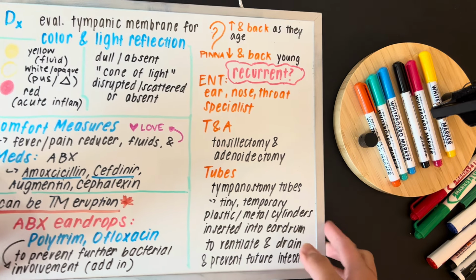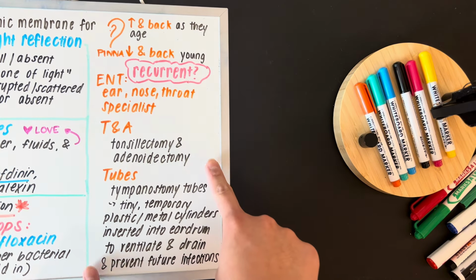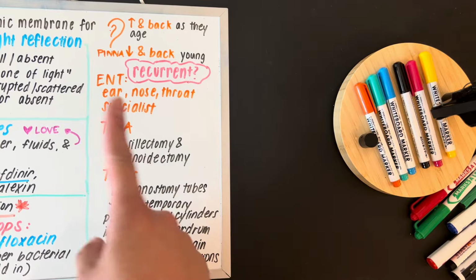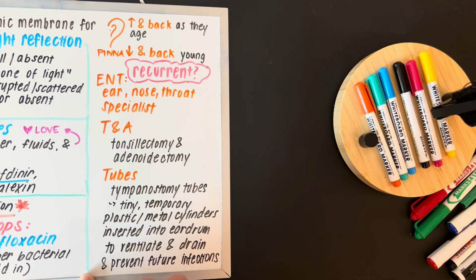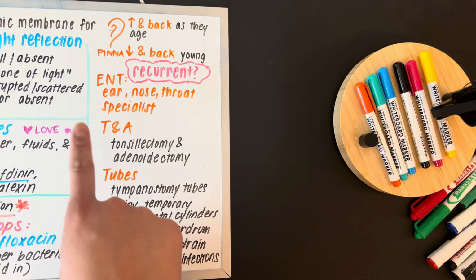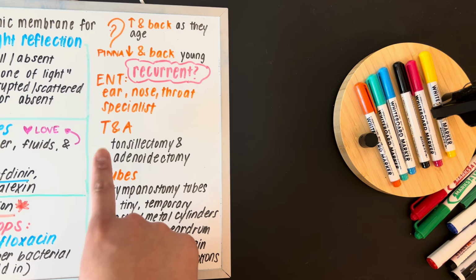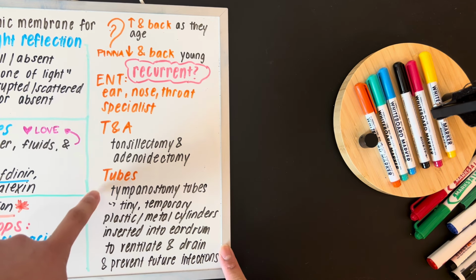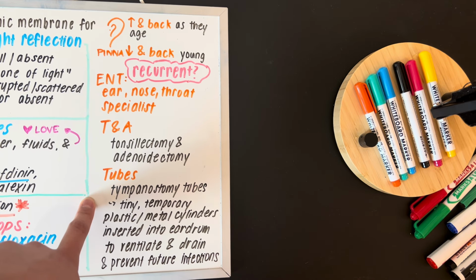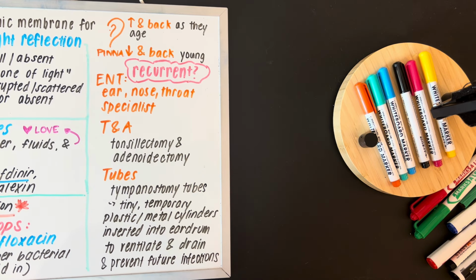And I couldn't really understand the last part of her otitis media slide where she talked about the ENT and the T and A, but all I could find online was T and A. So if they have a recurrent otitis media infection, they can consult an ear, nose, or throat specialist and possibly get a T and A, so a tonsillectomy and adenoidectomy. And for the tubes, it said the child could get tympanostomy tubes, which are tiny temporary plastic or metal cylinders, inserted into the eardrum to ventilate and drain and prevent future infections.